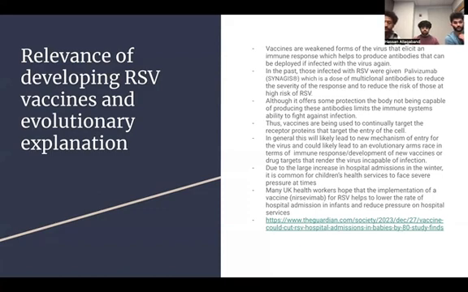In general, this will likely lead to new mechanisms of entry for the virus and could lead to an evolutionary arms race in terms of immune response, how we combat it, or the development of new vaccines or targets that render the virus incapable. Due to the large increase in hospital admissions in the winter, it is common for children's health services to face severe pressure at times. As a result, many UK health workers hope that implementation of a vaccine for RSV helps to lower the rate of hospital admission in infants and reduce pressure on hospital services.